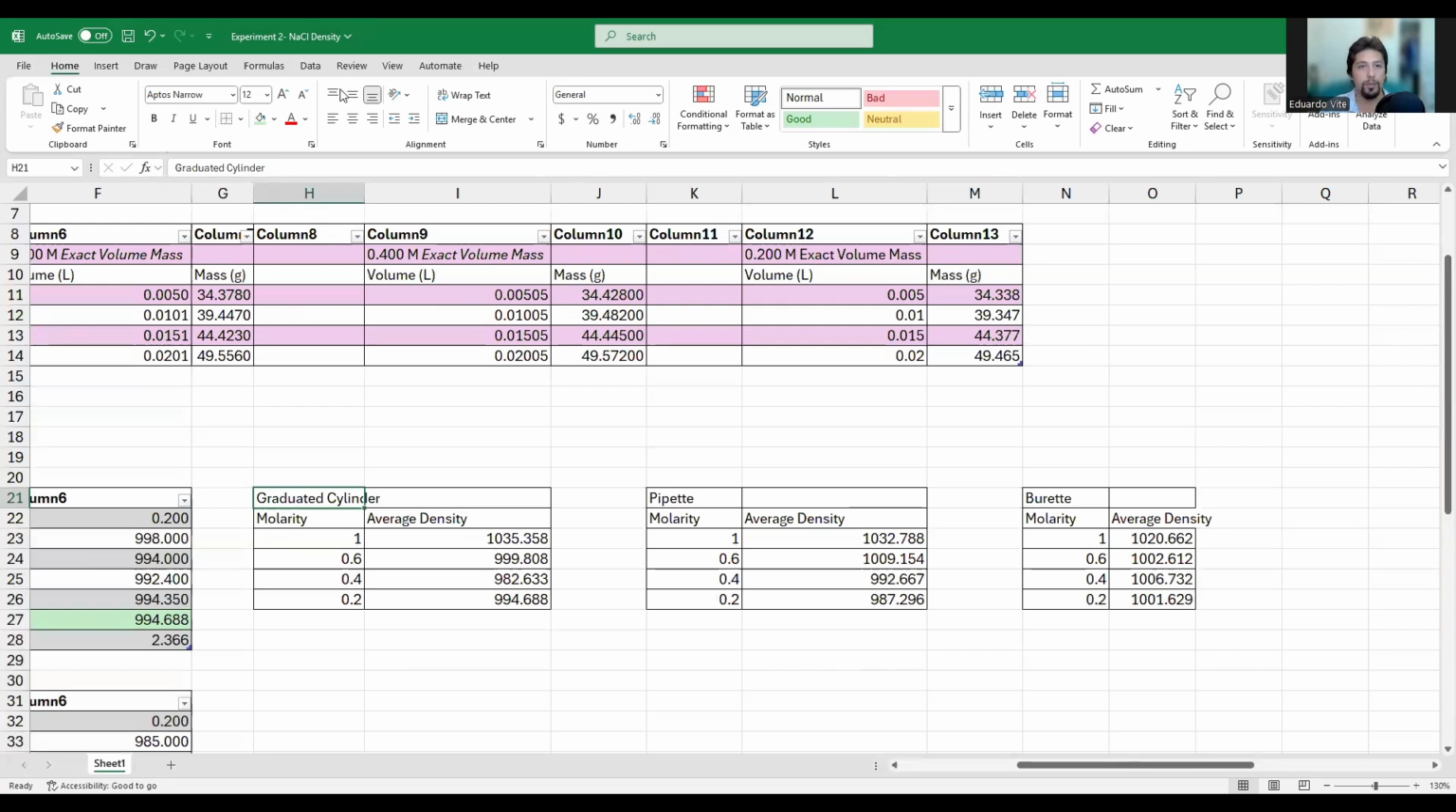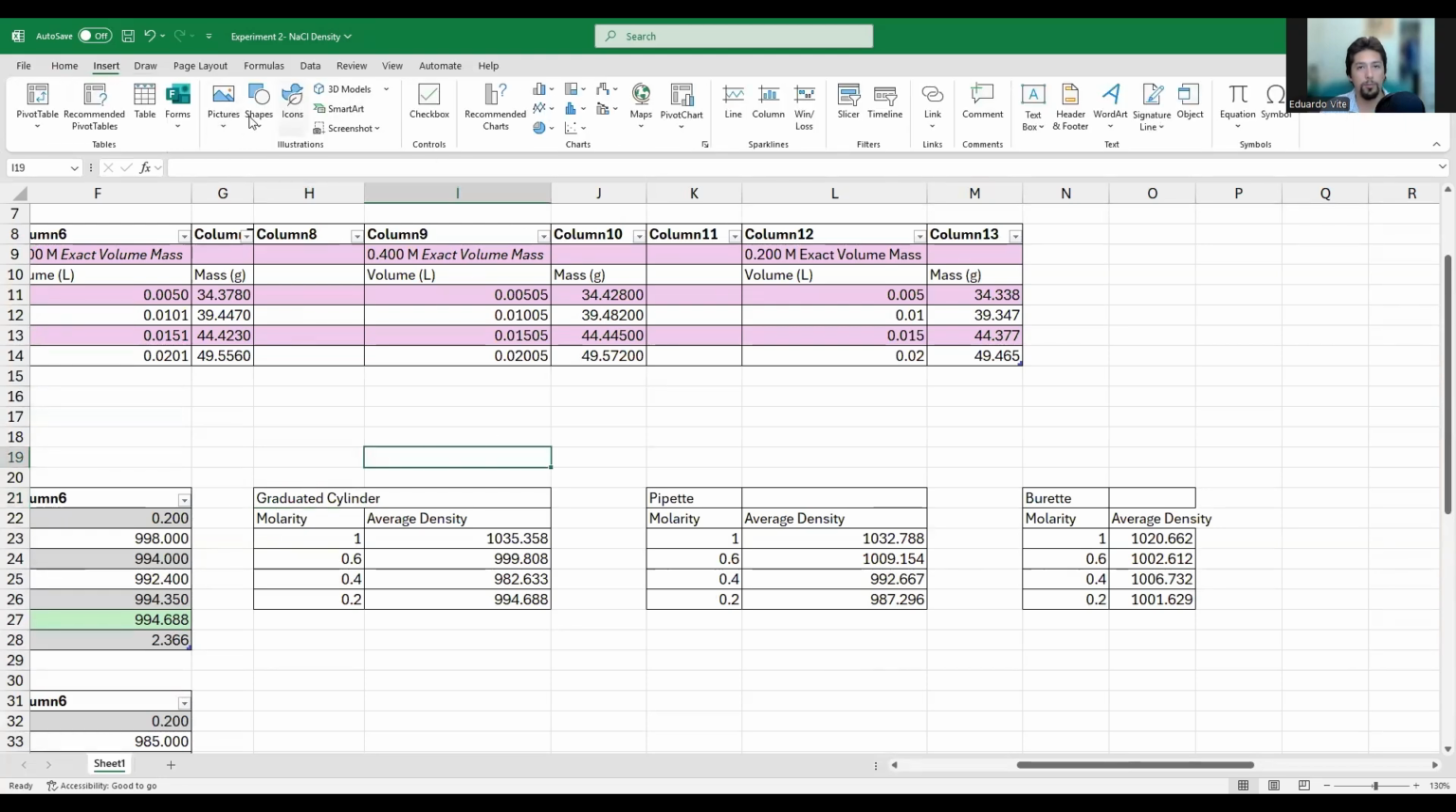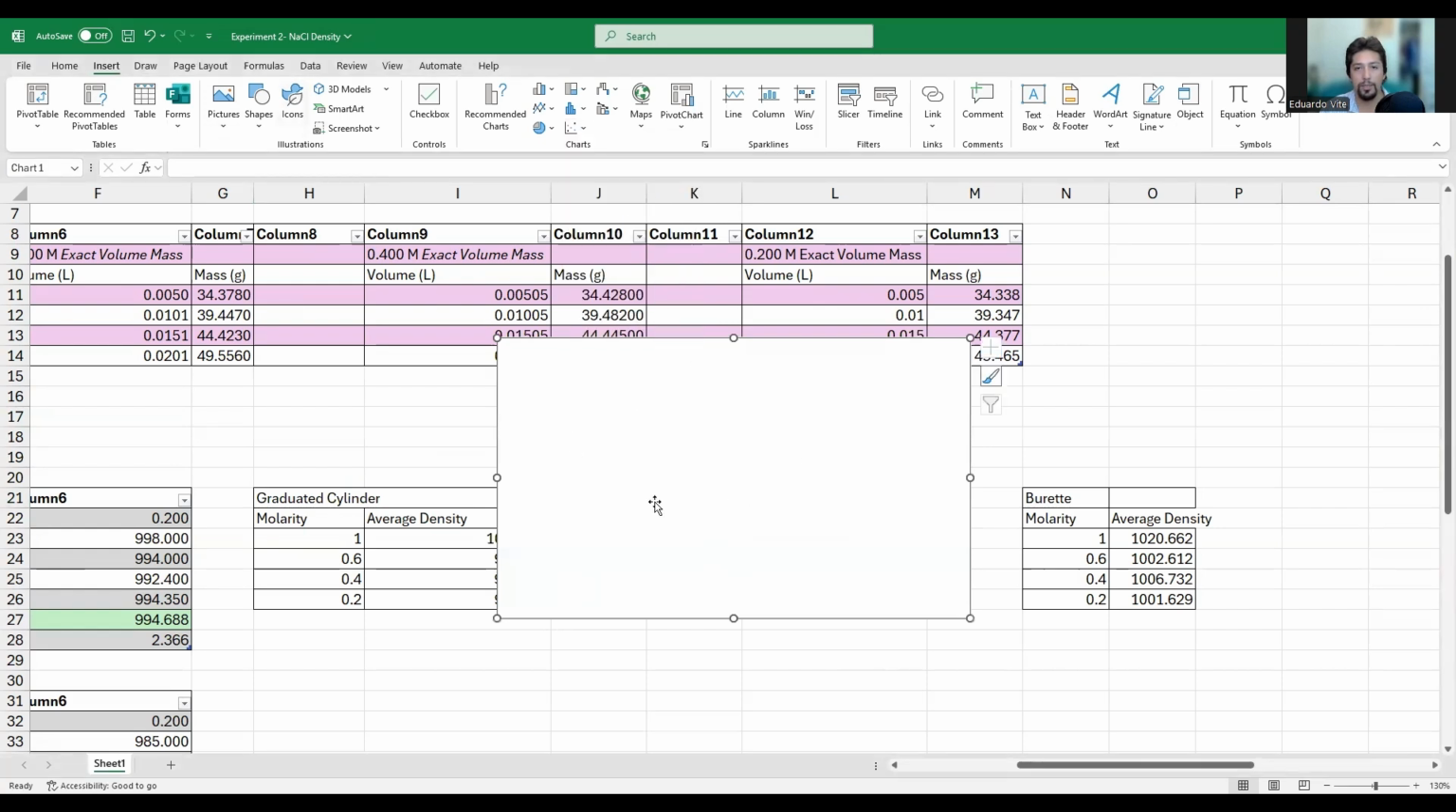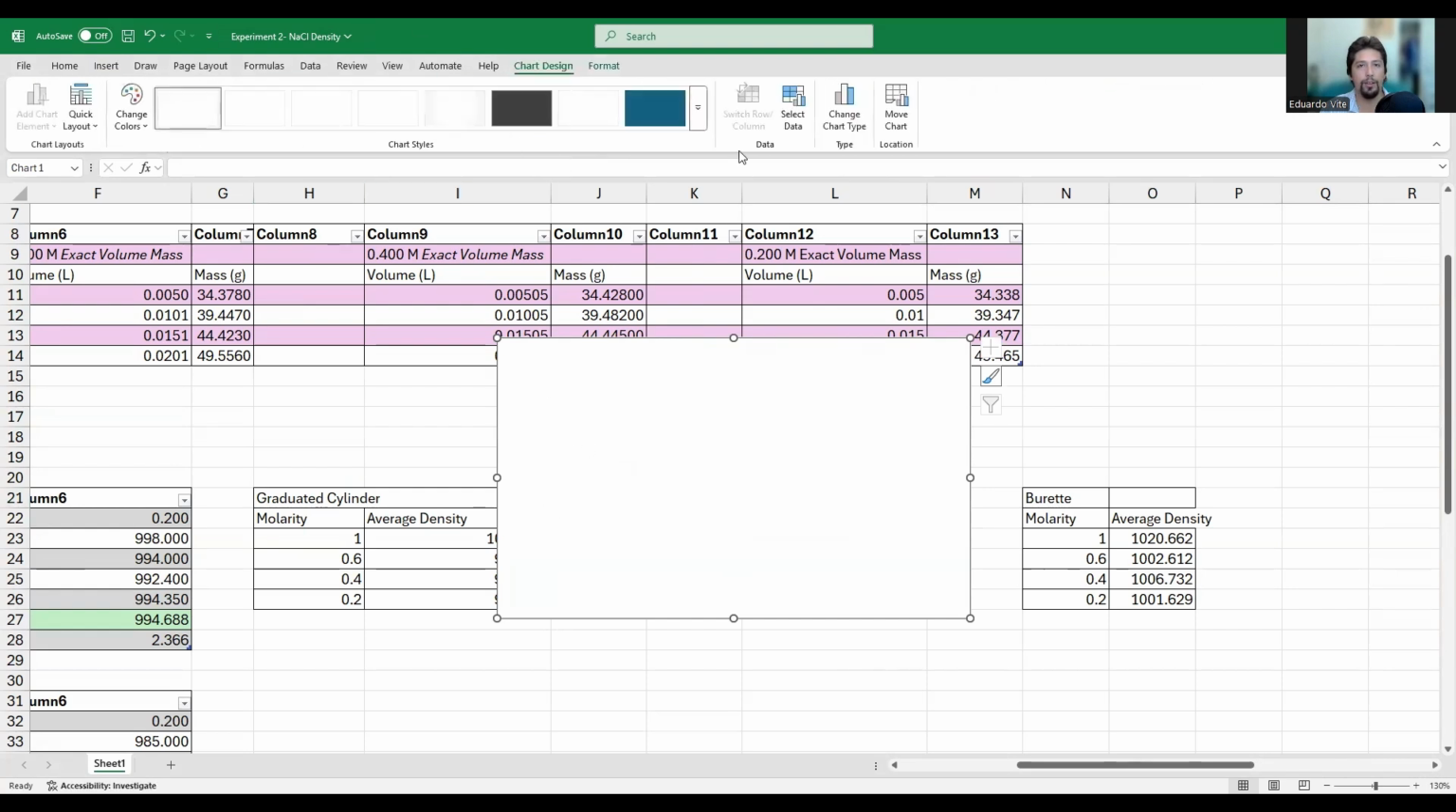So just like last time, we're going to be inserting a graph and we're going to be selecting the data. So I'm going to go to insert. Make sure you click on a random white empty space. Scatter plot, you should get something blank like this. If you don't, that's okay. We're going to end up doing the same thing anyway. So you're going to click on there. You should be in the tab that says chart design, select data.